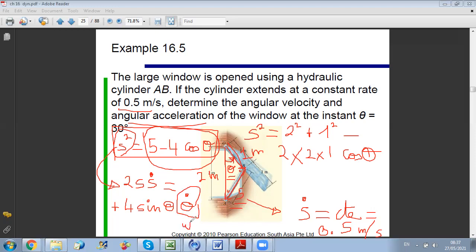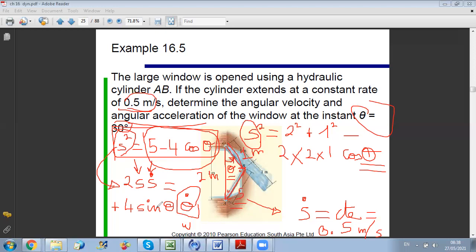So as you can see here, I obtain an expression for omega as a function of s, s dot, and theta. For theta equals 30, what will be omega? All I have to do is to replace theta by 30 in this equation, I get s, and s dot is given to be 0.5. So I replace s at 30 degrees and s dot by 0.5, and the only unknown will be theta dot. I can find it.